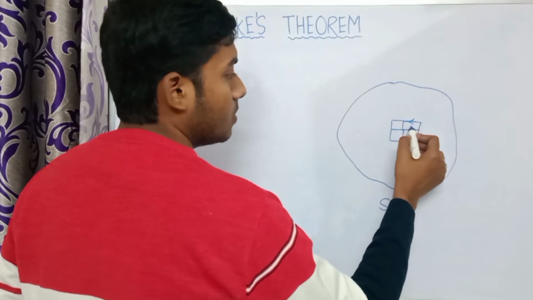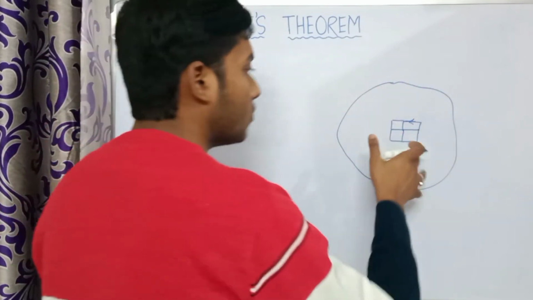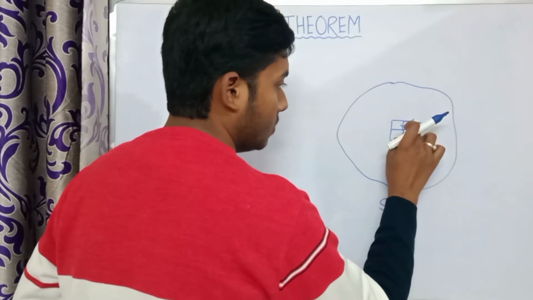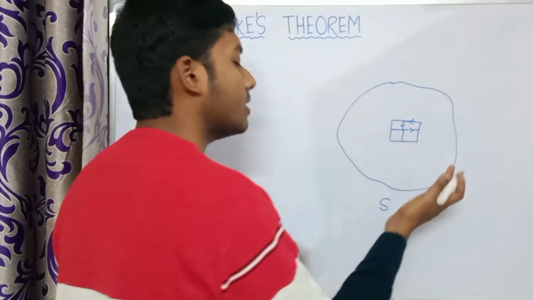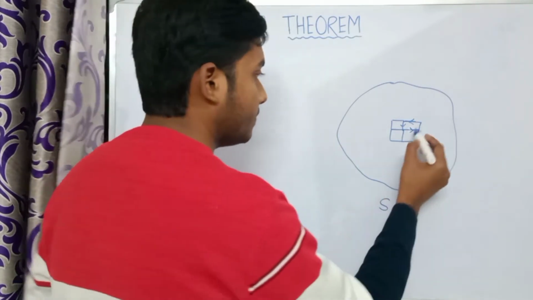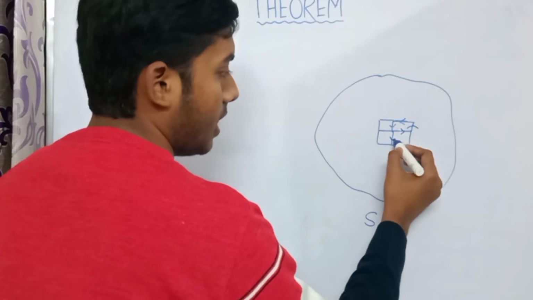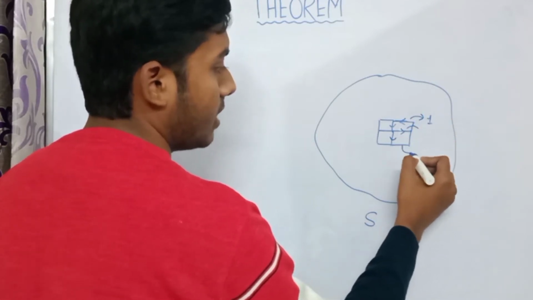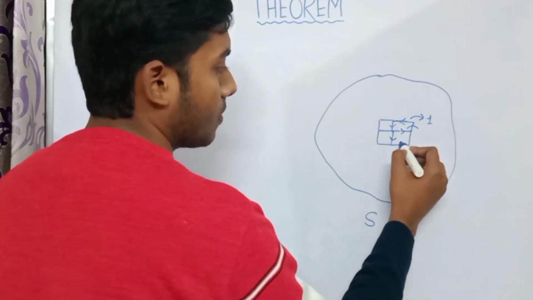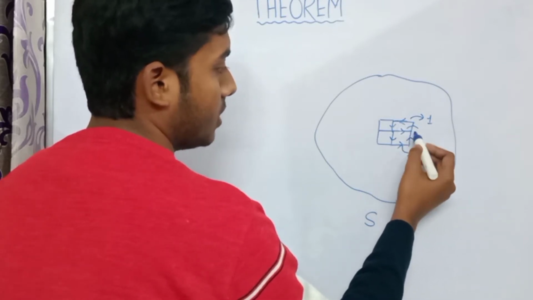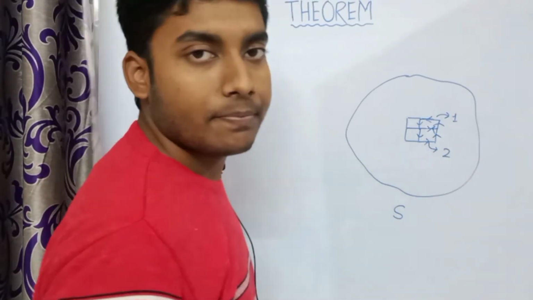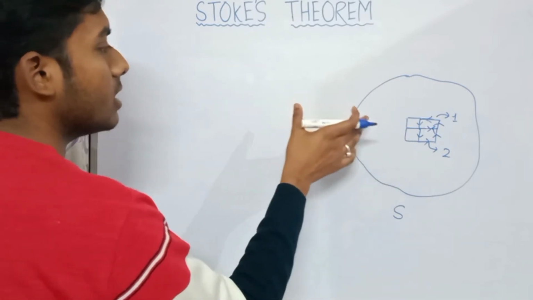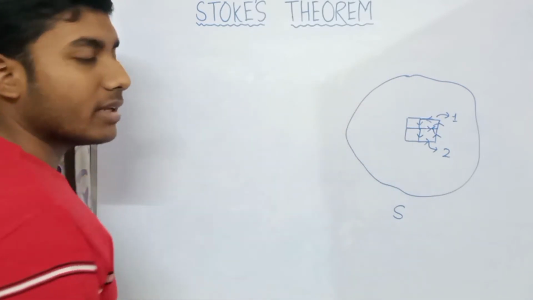Now for each of these loops, suppose there is a circulation in the periphery of this loop, and it is directed counterclockwise. So this is our loop number 1, and this is our loop number 2. This is our circulation. Now for loop number 1, we can calculate the line integral.